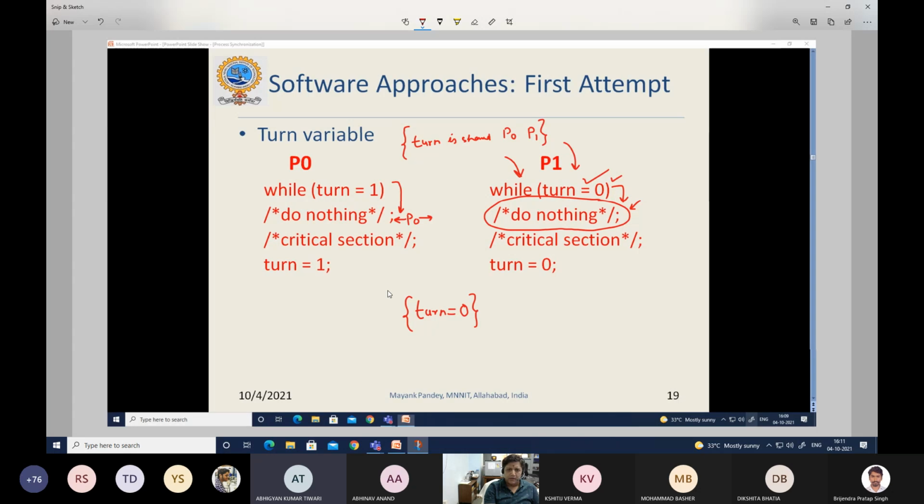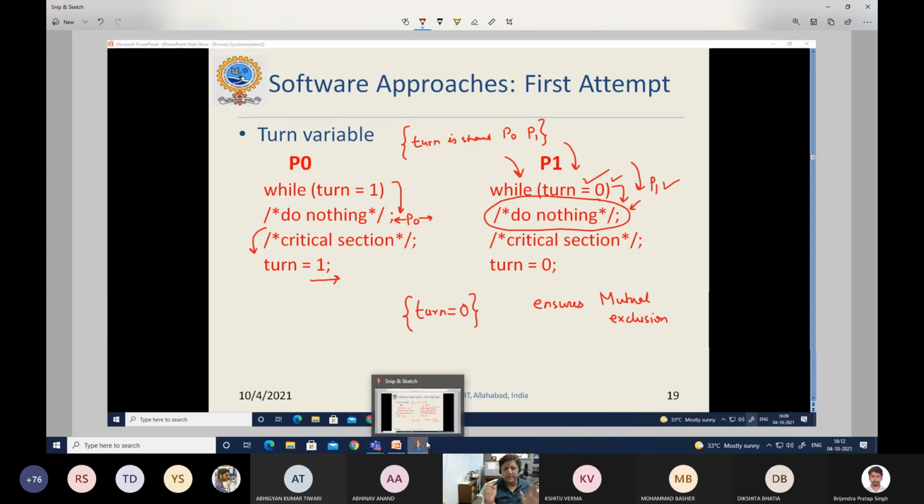Okay. Now later on P0 comes out and it will make turn equal to 1. At this point of time, now P1 can enter. Yes or no? Yes, sir. Now at this point of time, P1 can enter. So this solution ensures mutual exclusion. There is no issue. Mutual exclusion is ensured, it is enforced.